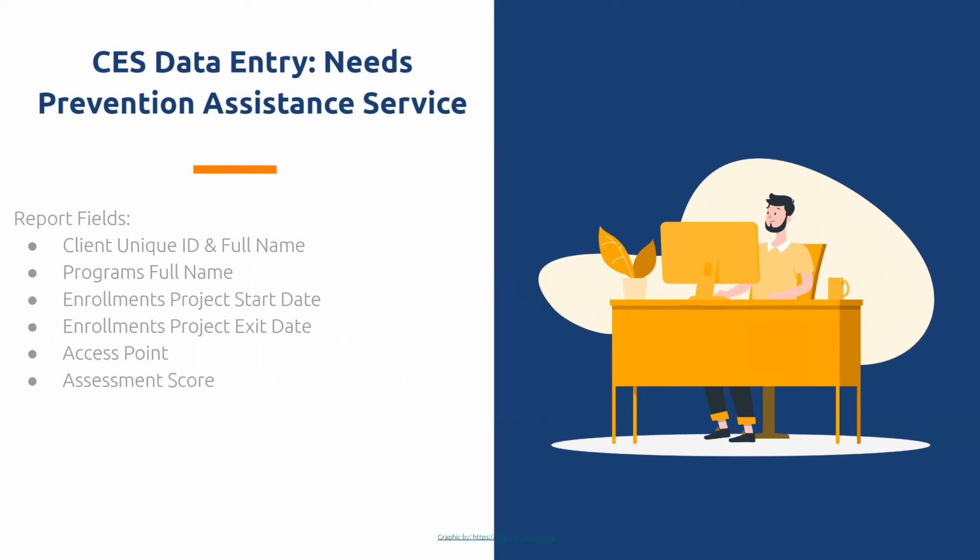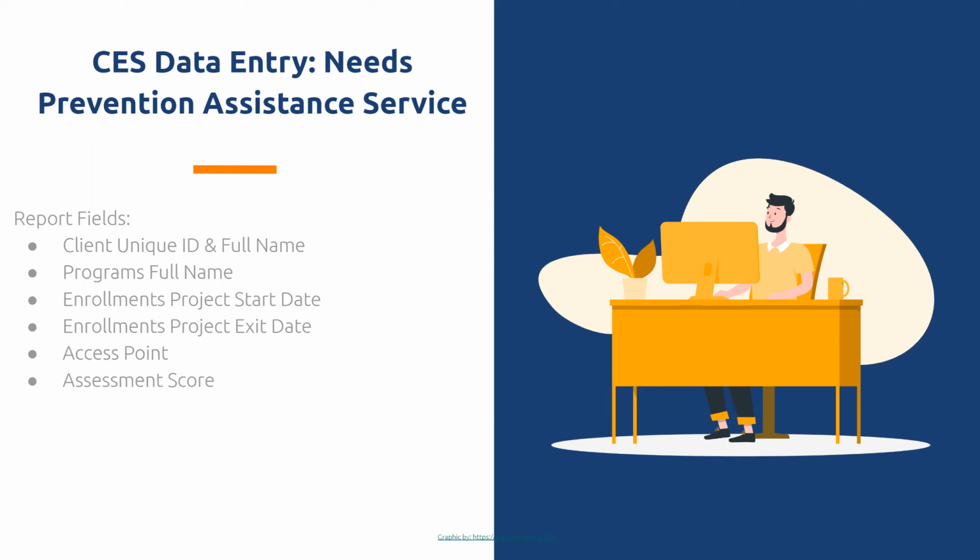Next slide, please. The fields that you would want to focus on for this report for the Needs Prevention Assistance Service are the client's unique identifier and their full name, the program full name, the enrollment project start date, the enrollment project exit date, the access point, and the assessment score.